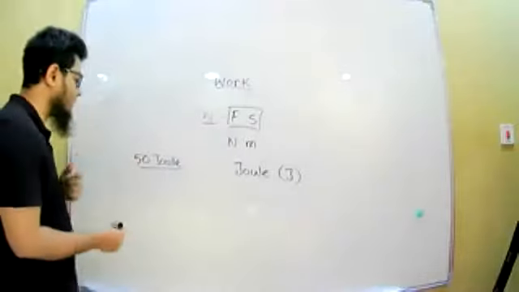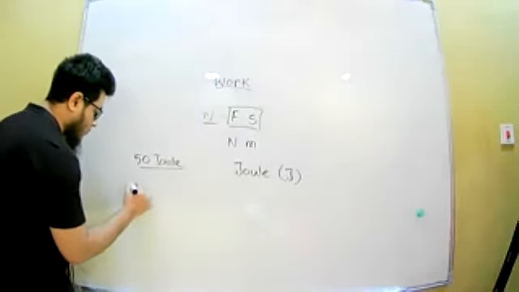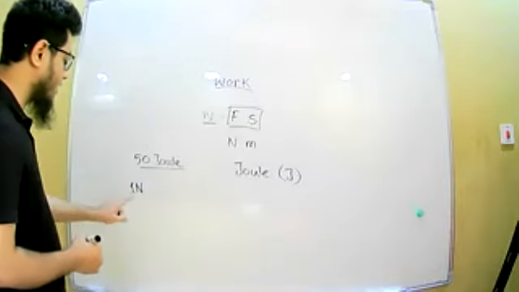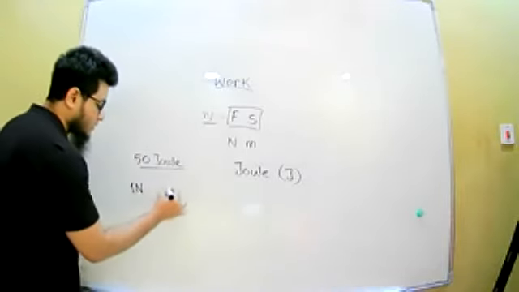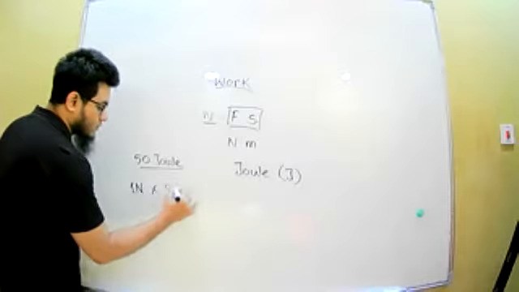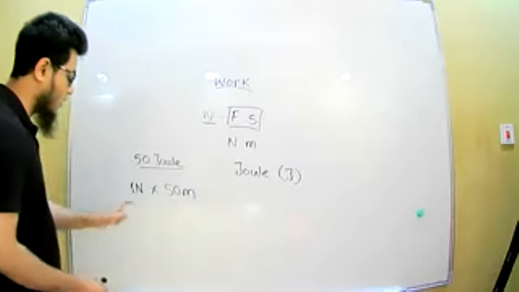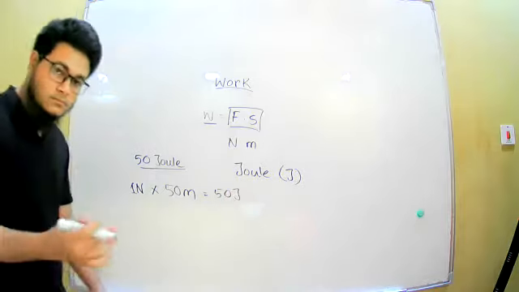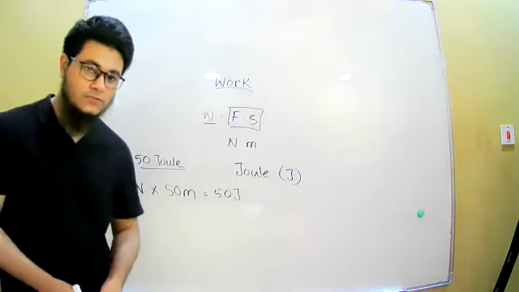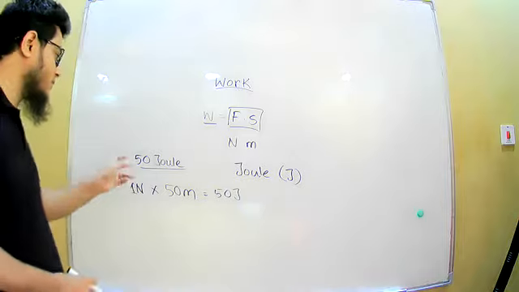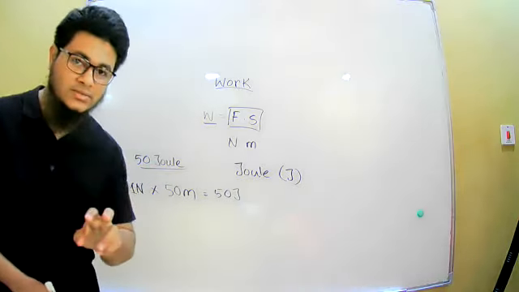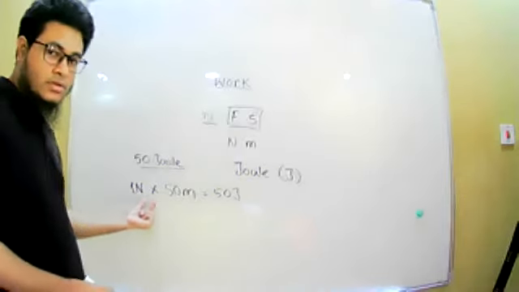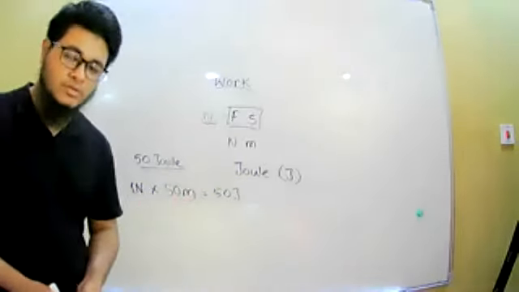Like if I have applied 1 Newton force on a particular body, and due to my application of 1 Newton force it went through a displacement of 50 meter, then 1 into 50 will give me 50 joule of work. So this is the significance of it. You can write that 50 joule work means if 1 Newton force is applied on the body, it will go through 50 meter displacement.